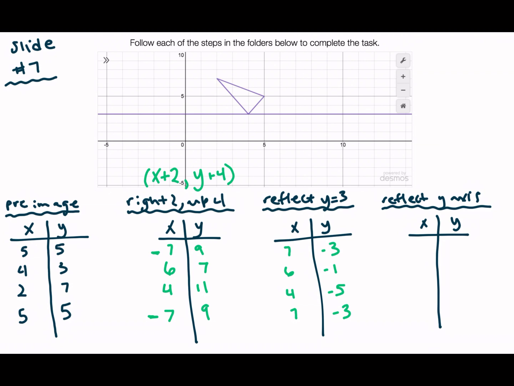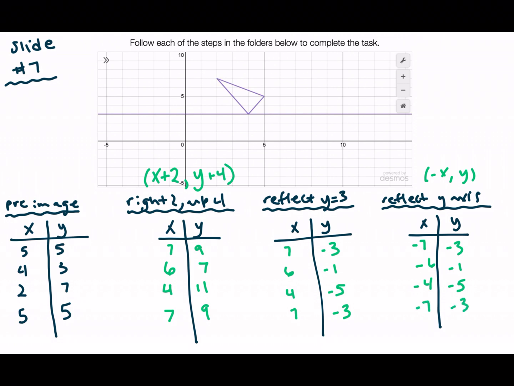Notice none of the x coordinates changed. That's correct, because we're reflecting over the line y equals 3. We're changing all the y coordinates. Okay, so our last transformation is to reflect over the x-axis. When we reflect over the x-axis, we're going to take our x values and make them negative and keep the y values the same. Okay, so that becomes -7, -3, -6, -1, -4, -5, and -7, -3.